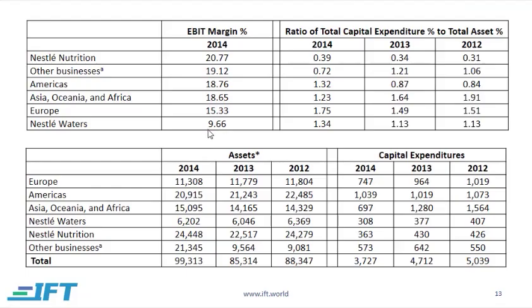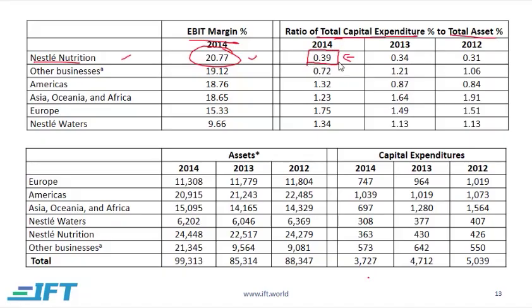Now, how do we do a segment analysis? We look at the different segments, and one of the first things we want to do is understand the profitability of each segment. So Nestle Nutrition has a relatively high profitability of 20.77%. The profitability metric being used is the EBIT margin. Ideally, what the analyst would like to see is that if a segment has a high margin, then the capital allocation should also be high. But what he notices is that the capital allocation is only 0.39.